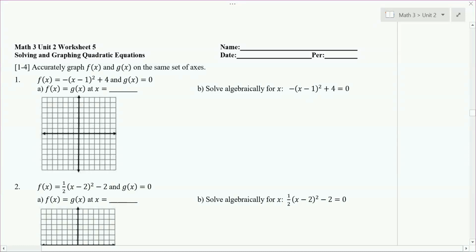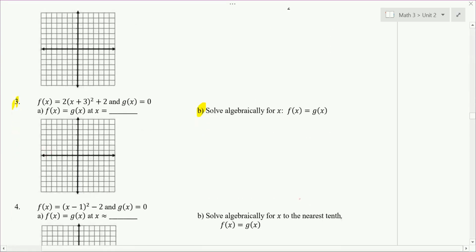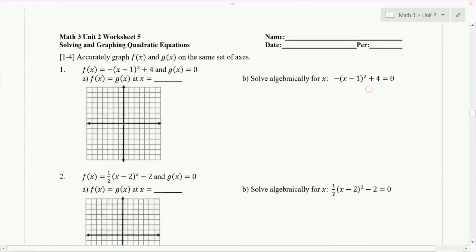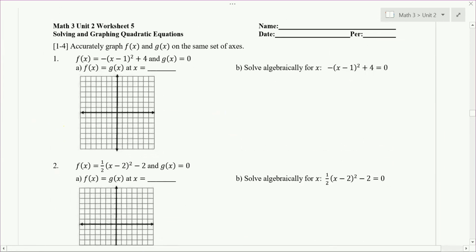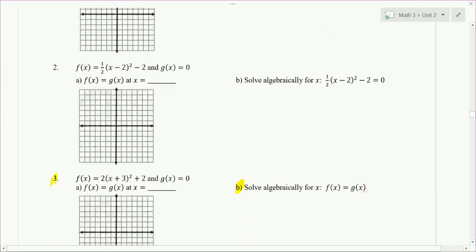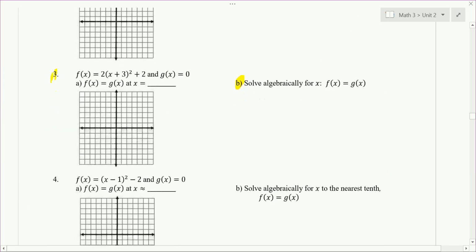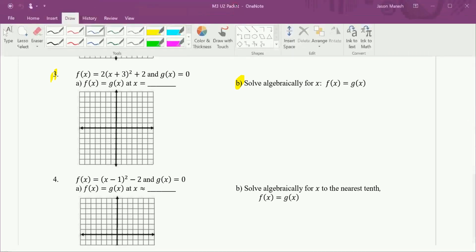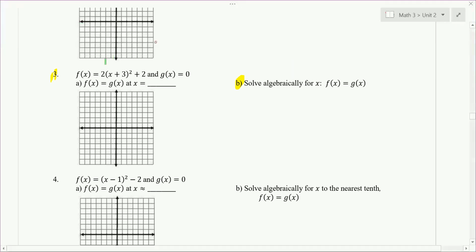I'm going to go over some problems from the Math 3 Unit 2 Worksheet 5. We're going to start with number 3. The instructions here are to accurately graph f of x and g of x on the same set of axes. So f is a quadratic equation, g is a constant equation, and we'll start with f.